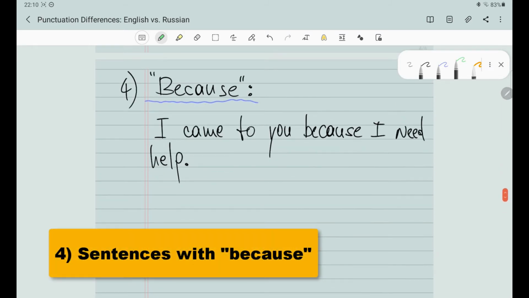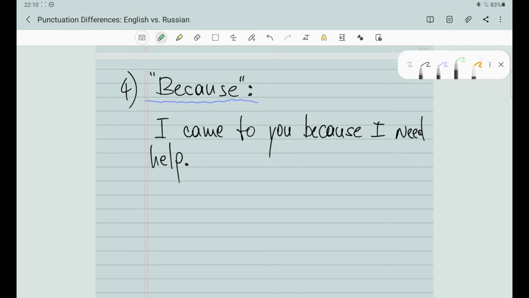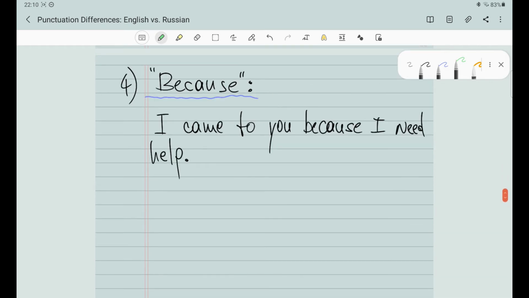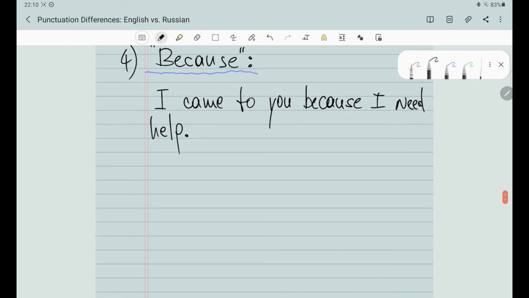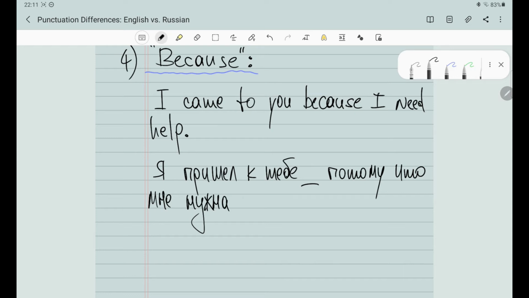Number 4, because. So this one, I know that in English, you sometimes have to put a comma, sometimes you don't, depending on how long the sentence is. But in Russian, you don't have a choice. You have to. So in a sentence like this in English, I came to you because I need help. You don't really need a comma. And in Russian, this sentence is Я пришел к тебе, потому что мне нужна помощь. So where is the because in this sentence? It is here, потому что. So in Russian, you have to introduce that clause, that because, by writing a comma here.